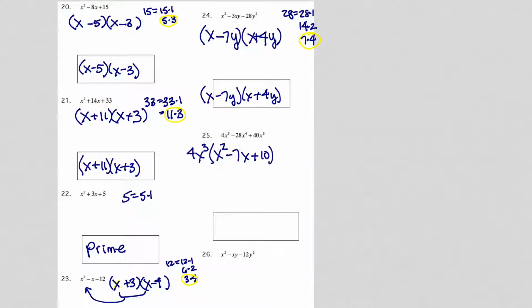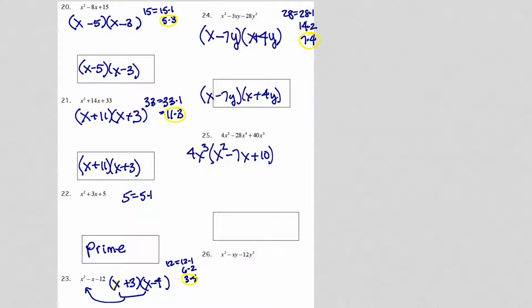Now what do we put here? Negative 28 divided by 4 is negative 7, right? 4 times negative 7 is negative 28. There were 4 x's. We removed 3, so there's 1 left. And then here, 4 times what is 40? Well, 40 divided by 4 is 10, plus 10. There were 3 x's. We removed all 3.